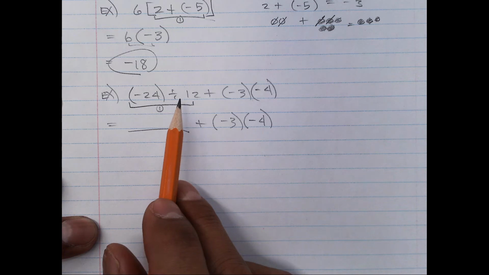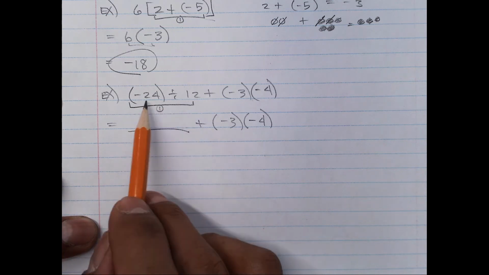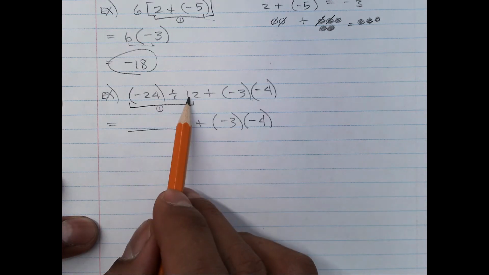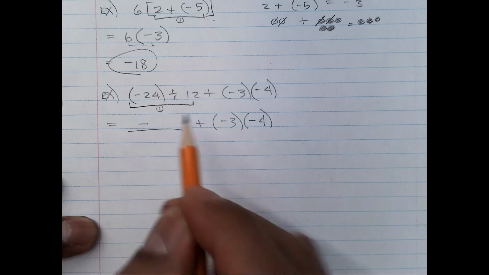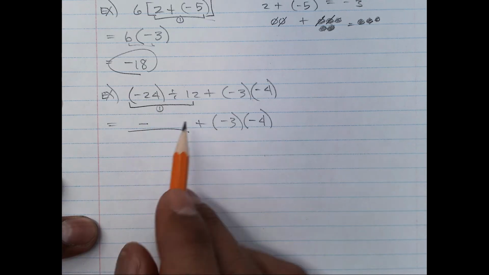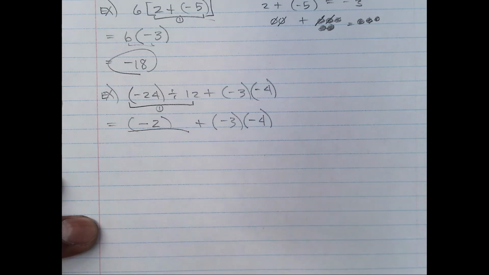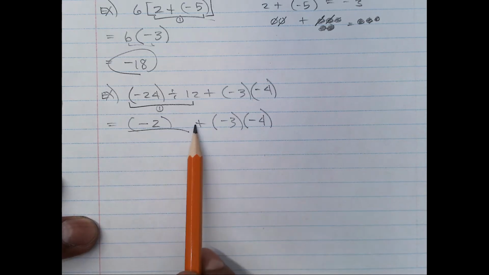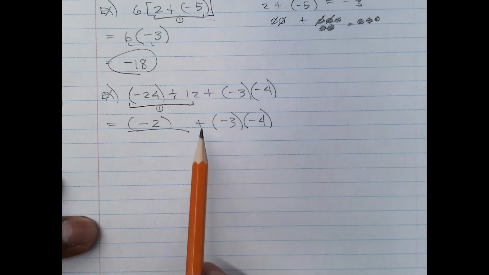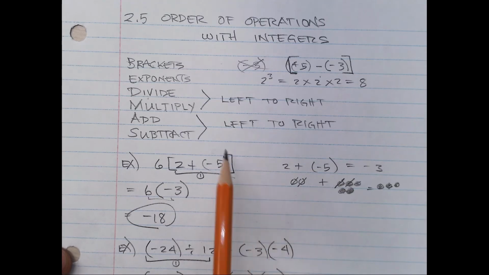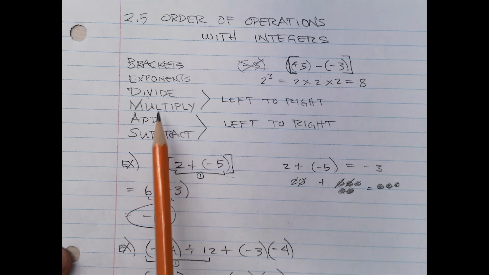Okay? So when dividing integers, you know that a negative divided by a positive is a negative, and then 24 divided by 12 is 2. So there's our answer for that. Now we have an addition and a multiplication. Again, according to BEDMAS, we should do multiplication first before we add.